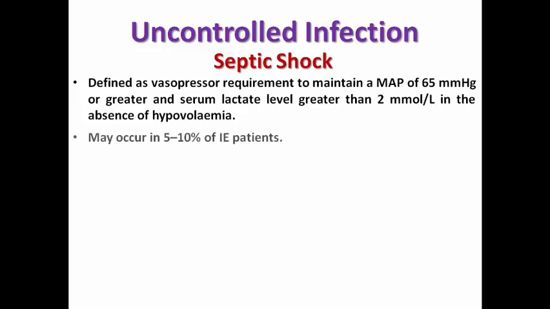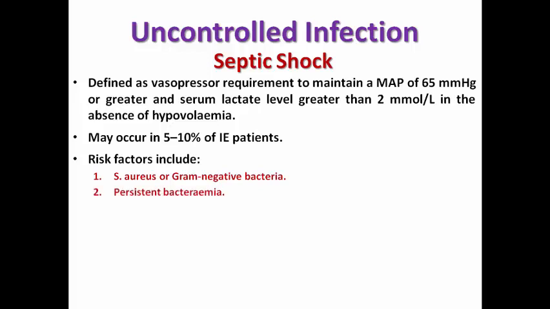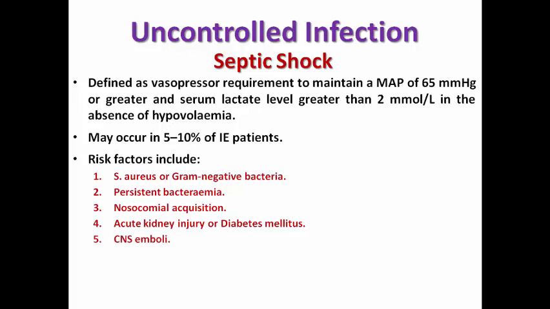in the absence of hypovolemia. It may occur in 5 to 10% of patients, and usually the risk factors include virulent organisms like Staph aureus or gram-negative bacteria, as we mentioned before, persistent bacteremia in the follow-up culture, nosocomial acquisition of infection, which is more liable than community-acquired to develop septic shock, acute kidney injury or diabetes mellitus that worsens the immune status of the patient, CNS emboli, and large vegetation.